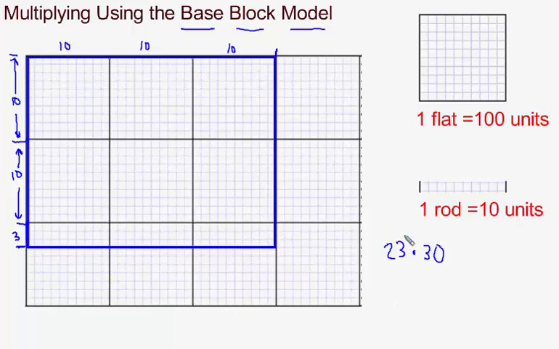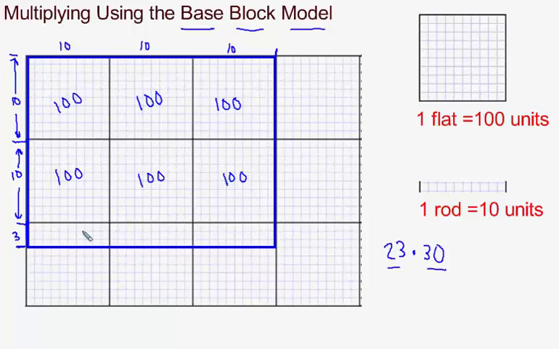So to find 23 times 30, I can think of that as finding the area of this box that I've just drawn. And to find the area, I need only count up the areas of all these boxes. One large box like this is a flat which has 100 units, so I have 100 units here, another 100 units here. A third flat would give me another 100 units, and then I would do the same thing for these 3 flats. So far I have 1, 2, 3, 4, 5, 600 units.